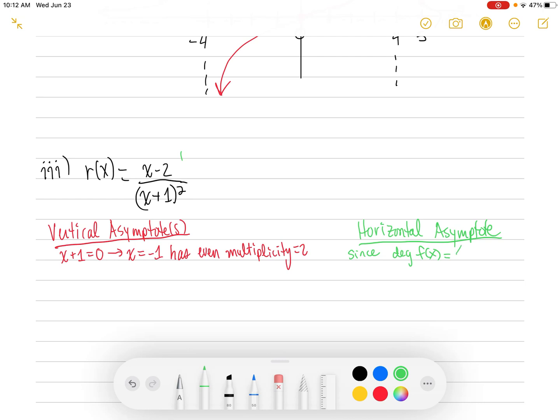So we're going to focus on the degree of the top and the degree of the bottom. The degree of the top, I'm going to call the top f of x, has degree 1, right? The power is 1 up there. And the degree of the bottom, called the bottom g of x, has degree 2 right there. So the top has a smaller degree than the bottom. Then there's a horizontal asymptote at y equals 0.